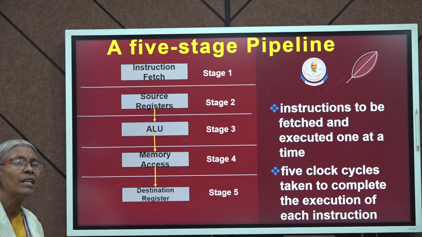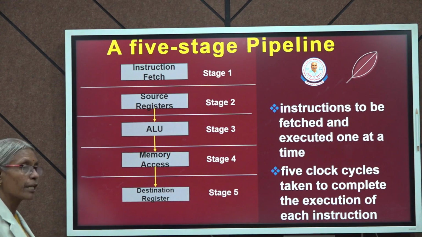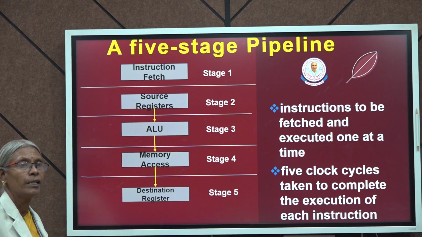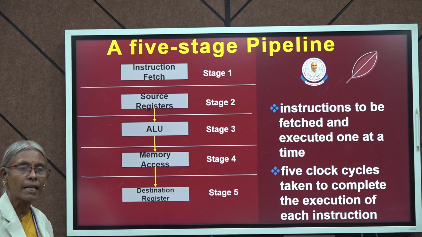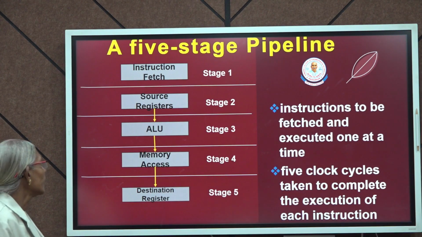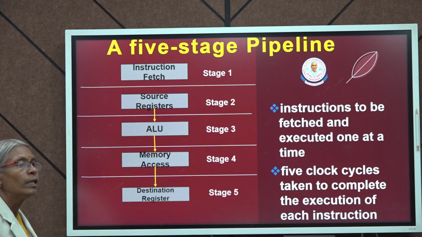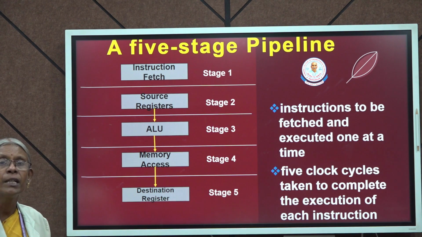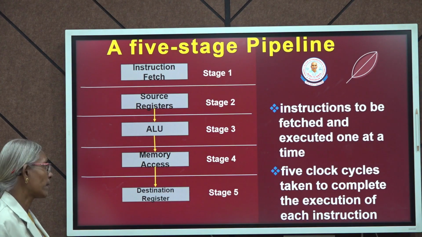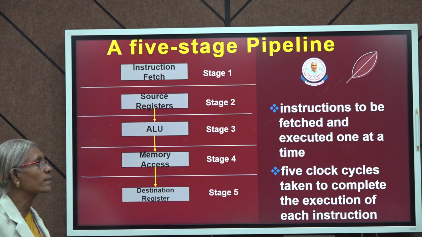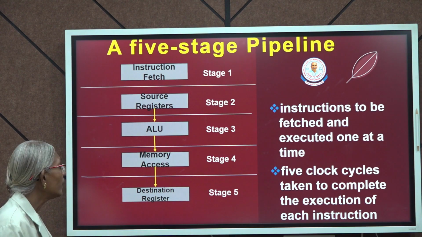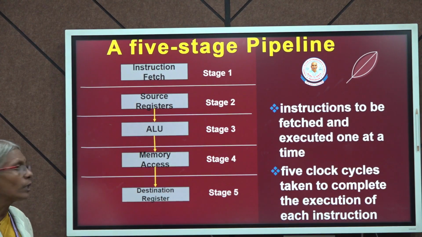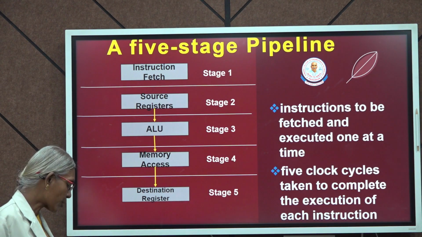Let us assume we have 5-stage pipelining. In stage 1 we have instruction fetch, in stage 2 we have source registers, in stage 3 the logical and arithmetic operations are carried out by the ALU, in stage 4 is memory access, where the result can be stored into the memory, and in stage 5 the result is stored into the destination register. Here the instructions are fetched and executed one at a time, and we need 5 clock cycles to complete the execution of one instruction.